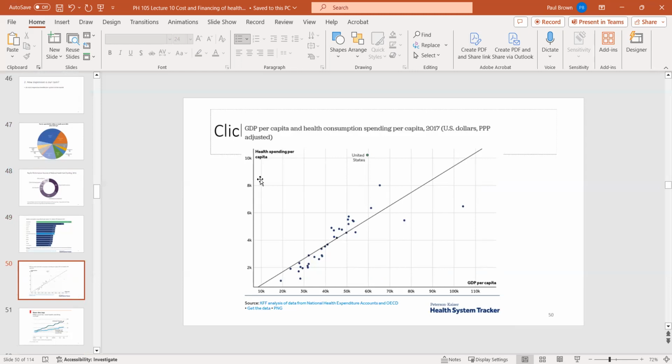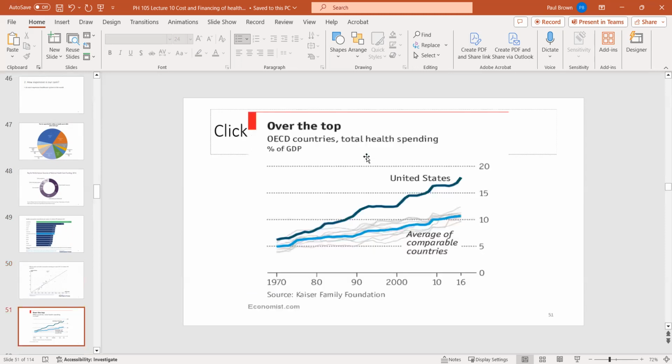This shows our income and our healthcare spending. Here's our healthcare spending way up here, and here's our income down here. You can see that most countries fit on this line, where the higher your income, the higher the percentage or amount that you spend on healthcare. Except for the US, we're way up here. This is total spending across time. Again, we're way up here.